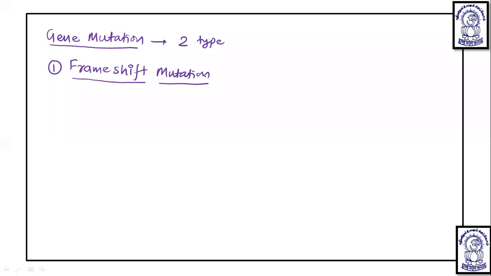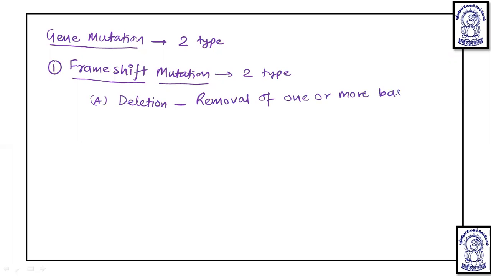This frameshift mutation is again of two types. One is deletion, and deletion is defined as the removal of one or more bases from the nucleotide chain.